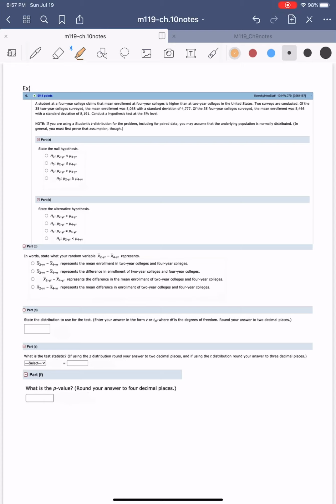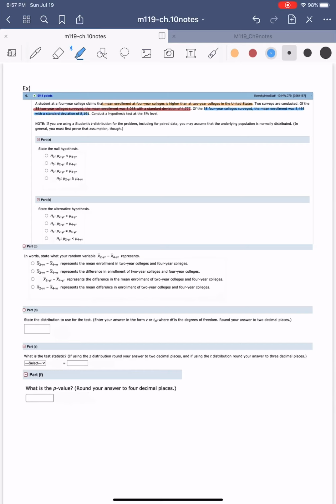Claim that mean, so that's our parameter, mean enrollment at four-year colleges is higher than at two-year colleges in the United States. And you can also see that there's two sets of data. For two-year college, 35, that's your sample size, mean enrollment and standard deviation, that's one of them. And here's the second group, the four-year data value.